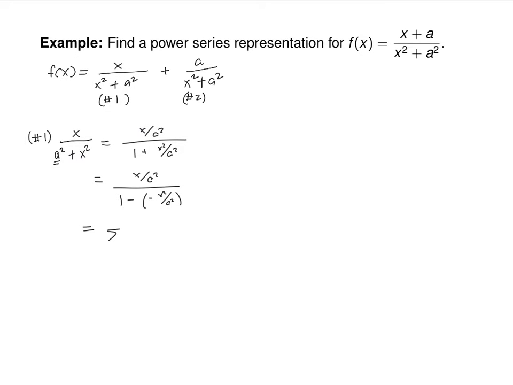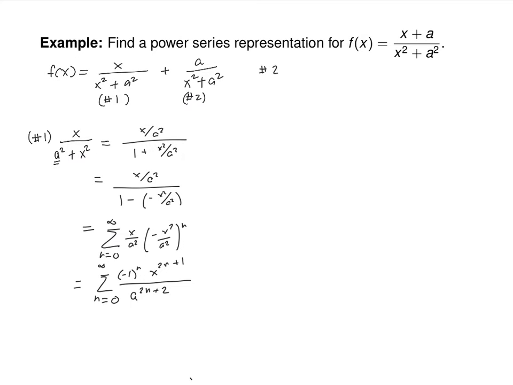So that will be a sum from n equals 0 to infinity. X over a squared, that's my a, times negative x squared over a squared to the n. So that will be the same thing as the sum from n equals 0 to infinity, negative 1 to the n, x to the 2n plus 1, over a to the 2n plus 2. So that's for number 1.